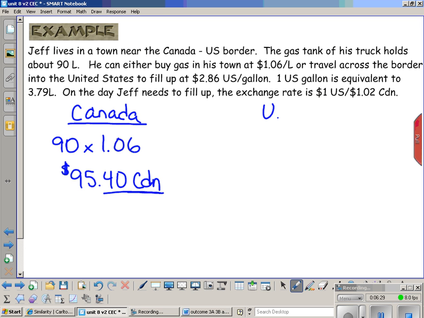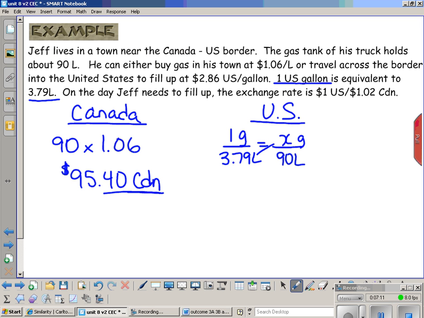Now let's determine how much it's going to cost him to fill up in the States. The first thing we need to determine, and again there's more than one way to do this conversion and to do this problem, but let's look at finding out how many gallons he's going to actually need. He has 90 liters. What we know is that 1 US gallon is equivalent to 3.79 liters. So 1 gallon is 3.79 liters. His truck holds 90 liters.